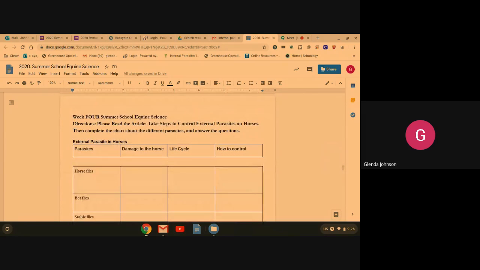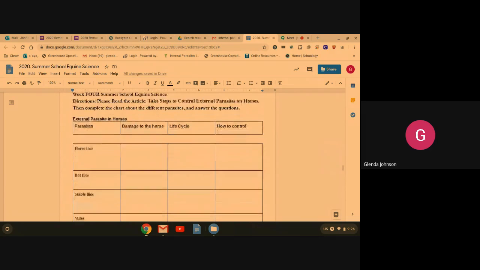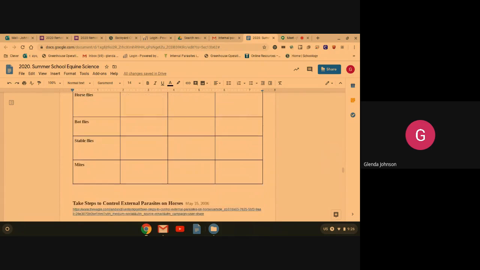Week number 4 in summer school equine science. You're going to read about external parasites of a horse, and then you're going to complete the chart. So we have parasites like horse flies, bot flies, it's really bot stomach flies, which the article didn't really tell you too much about. Stable flies, mites, and all of those.